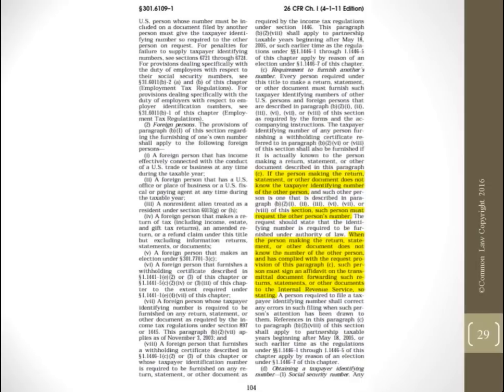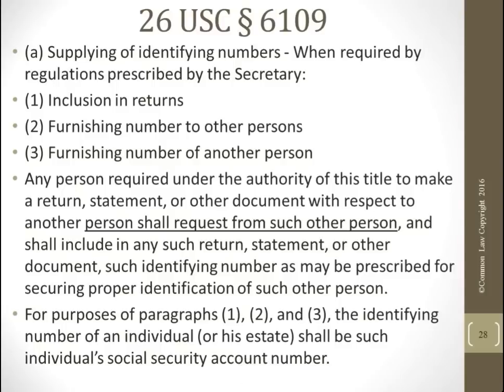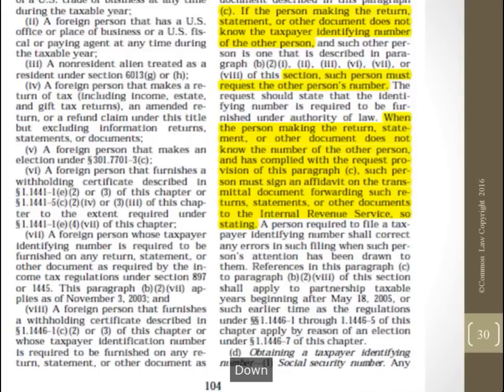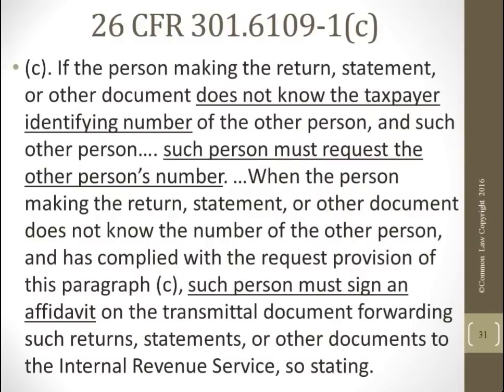And this is the codes, okay? This 26 U.S.C. section 6109 actually didn't exist until the so-called War on Terror came about. And anyways, this is the regulations under that 6109. I got the highlighted portion, but I got the text. I got it closer up for the highlighted portion. But here's the text. And it says, if the person making the return statement or other document does not know the taxpayer identification number of the other person, such person must request the other person's number. And when the person making the return statement or other document does not know the number of the other person and has complied with the request provision of this paragraph, okay, in other words, when they don't know the number and they've asked for it, and they don't have it, such person must make an affidavit on the transmittal document forwarding such return statements or other documents to the IRS so stating. That's all they have to do.